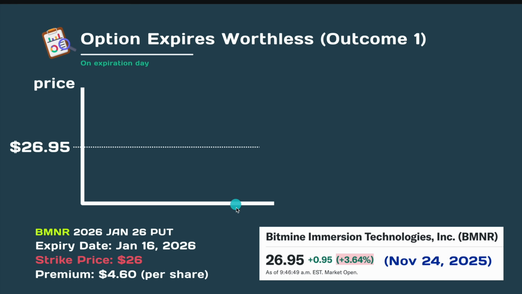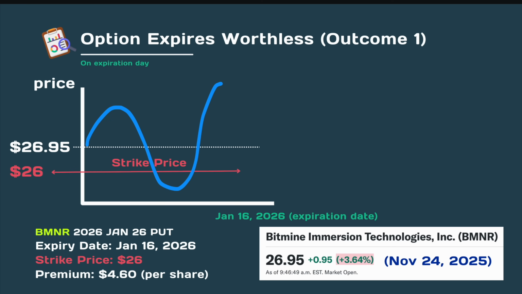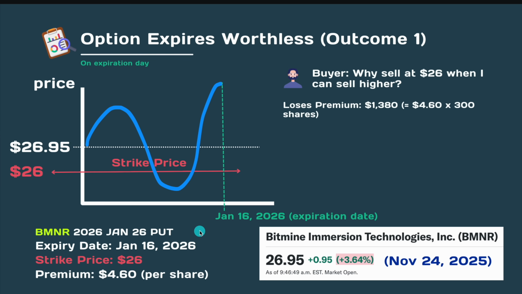I'll remind you that BMNR is trading at $26.95 and you sold those 3 options with a strike price of $26 that expires on January 16th of 2026. In this scenario over here, at expiration date, if the stock is trading much higher than the strike price, here's what's going to happen from the buyer's perspective. The buyer is going to look at this and they're going to go, why would I exercise my right to sell you a share at $26 when I can go to the open market and sell it for much higher to somebody else? So in this scenario over here, the buyer is going to forfeit their premium. They're going to end up losing all of that, and that premium is going to be transferred to you as a seller, and that's also your maximum profit as well.